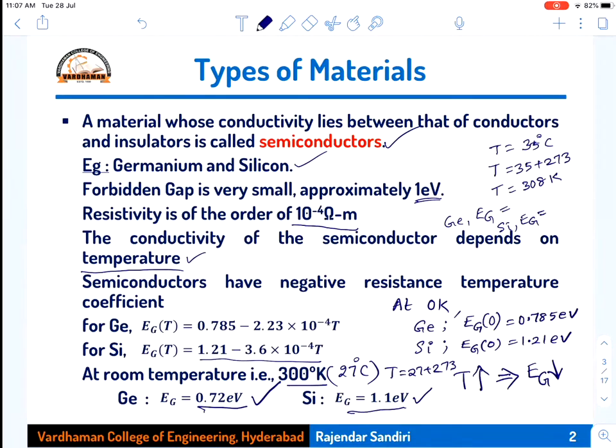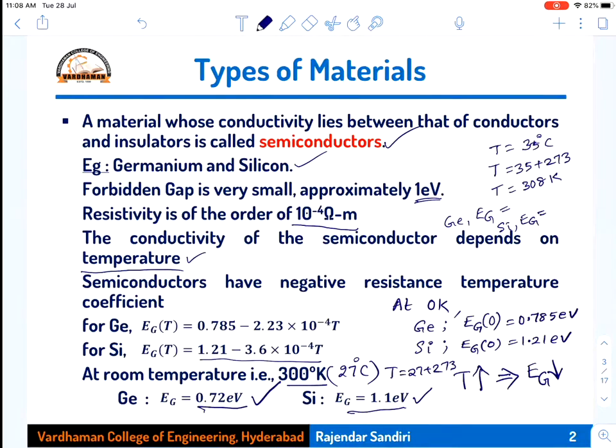Yes, an answer has come. Is it for germanium? Germanium, how much did you get? 0.7163. What is that you have given? 0.7132 for germanium, and 1.145 for silicon. Just verify again, just check that.